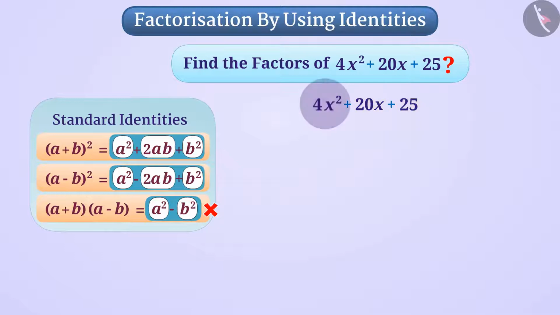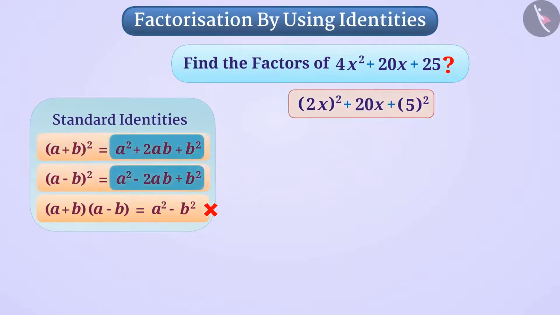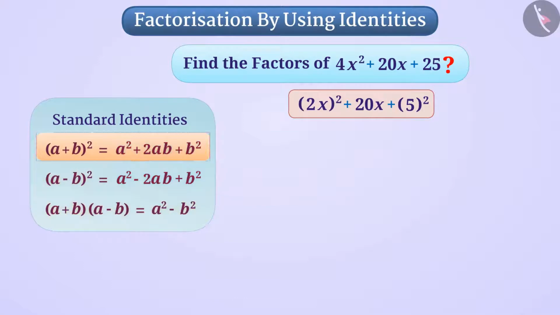We can write 4x square as 2x square and 25 as 5 square. In this way, we see that the first term and the third term in this expression are perfect squares. At the same time, we also see that the sign of the middle term is positive. Can you tell me which of these expressions correspond to the right side of the standard identity? Think. Absolutely right. This expression corresponds to the right side of the identity a plus b bracket square is equal to a square plus 2ab plus b square. Therefore, we can use this identity.